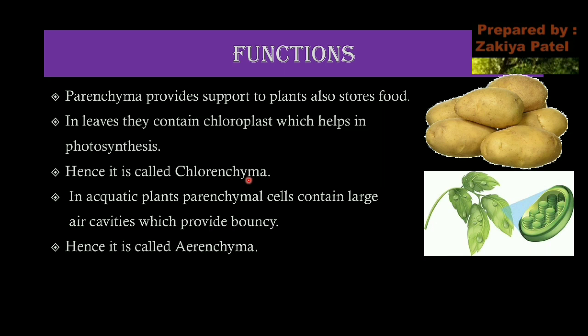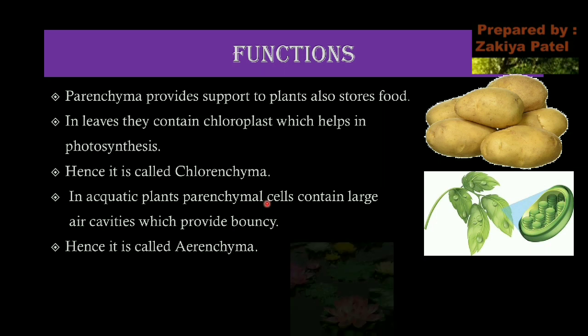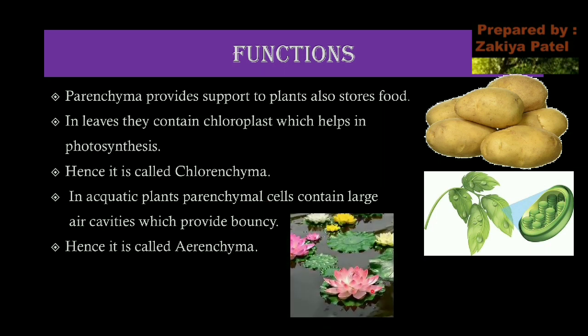The next function: in aquatic plants, parenchymal cells contain large air cavities which provide buoyancy. What is buoyancy? Buoyancy is one physical quantity which helps the plant to float on water. As we know, aquatic plants can float on water.